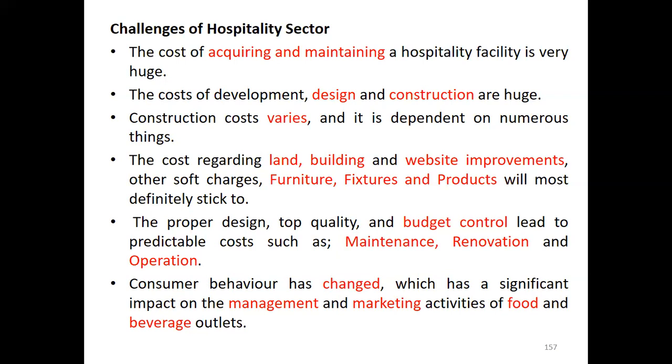This cost also I have to bear while running this kind of industry, and this cost I have to recover through the sale of services when you will get the customers. That is the issue. These are the challenges.